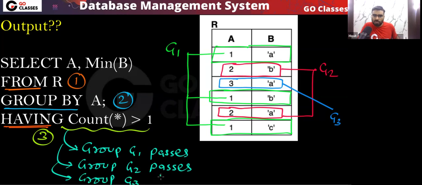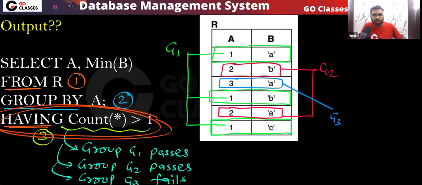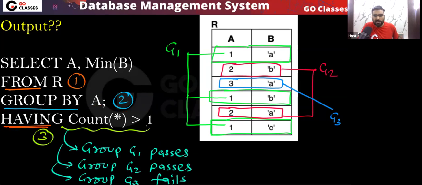Yes or no? Is this clear? So remember, the having clause we apply on every group. This is important: on every group we apply the having clause. So first you apply on G1, then you apply on G2, then you apply on G3.